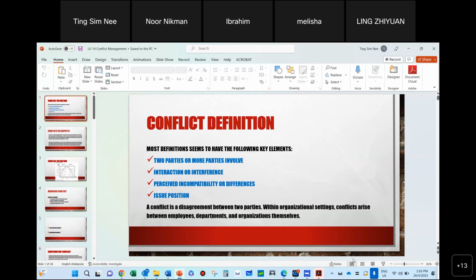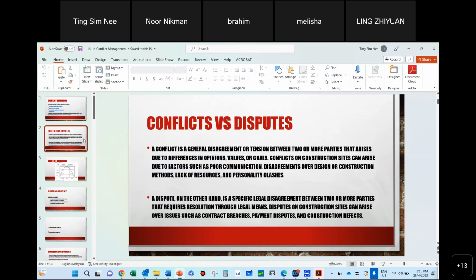Conflict is always between two parties, and there will be some form of difference in opinion, some form of incompatibility, and both parties will be looking at the same issue in a different way. So a conflict is really a disagreement between two parties. You may ask what the difference is between a conflict and a dispute. But conflict is generally a disagreement, a tension, that is a lot milder. It's usually because there's a difference in opinion, different aims, different objectives over the same issues.